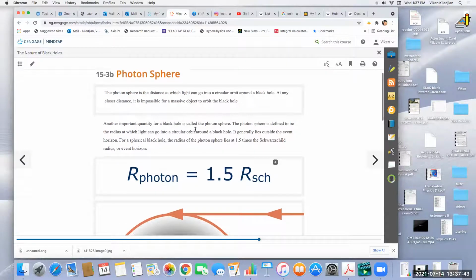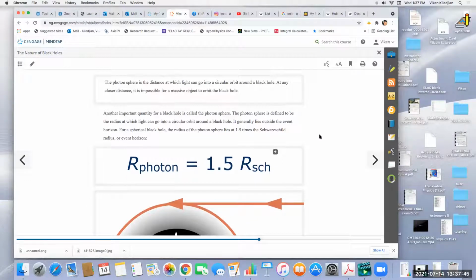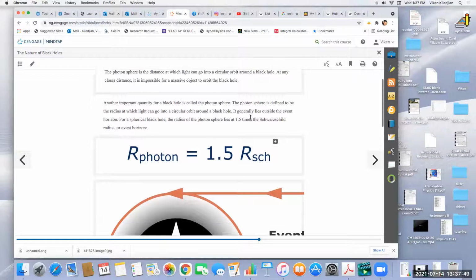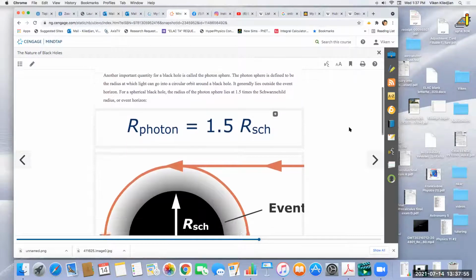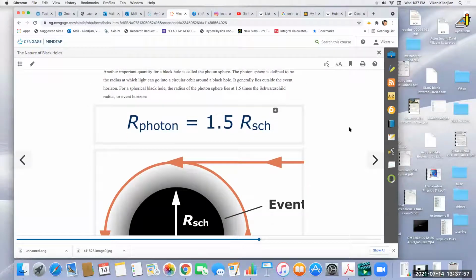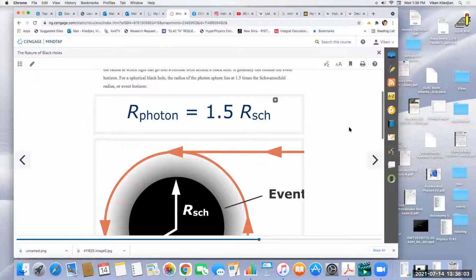Another important quantity for a black hole is called the photon sphere. The photon sphere is defined to be the radius at which light can go into circular orbit around the black hole. It generally lies outside the event horizon. For a spherical black hole, the radius of the photon sphere lies at 1.5 times the Schwarzschild radius or event horizon. So you see that?